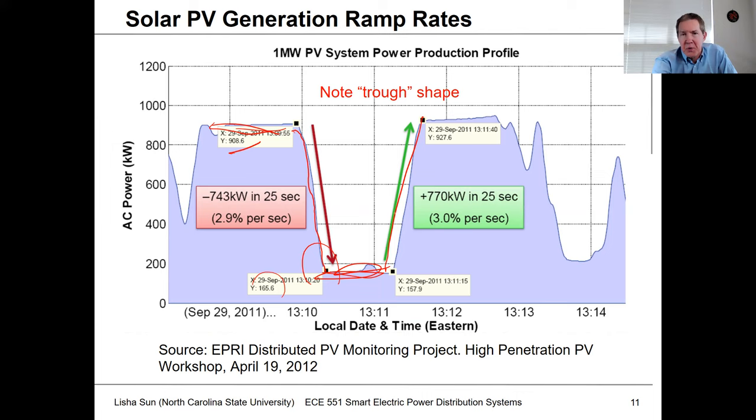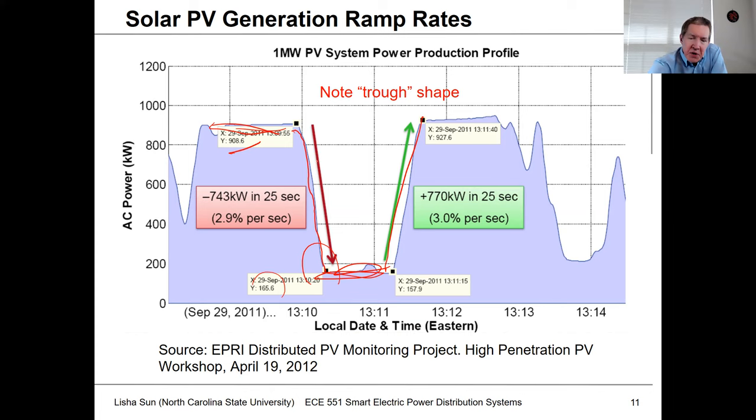You'll notice that there's a downward ramp rate and an upward ramp rate. The amount of this ramp rate depends on the size of the array. And so obviously the larger the array is with respect to the clouds rolling overhead, the longer it'll take for this power output to drop back down. If you had a smaller array, this would drop off pretty quick.